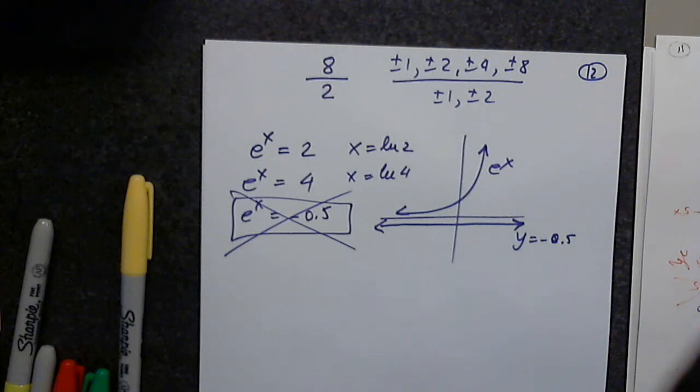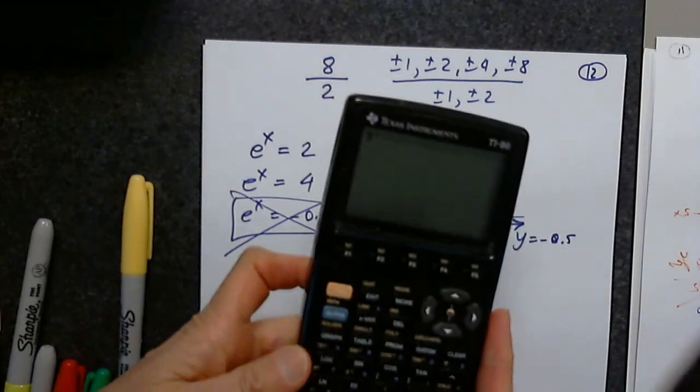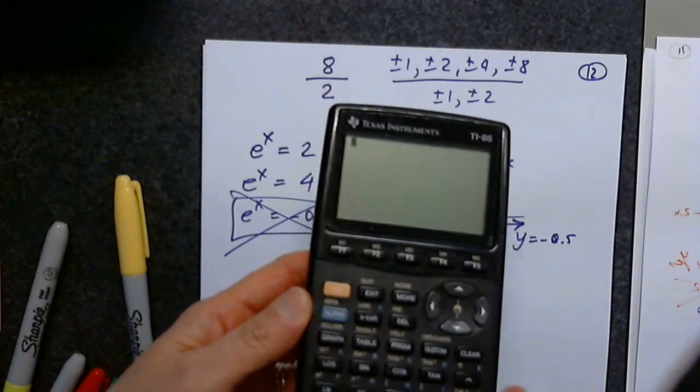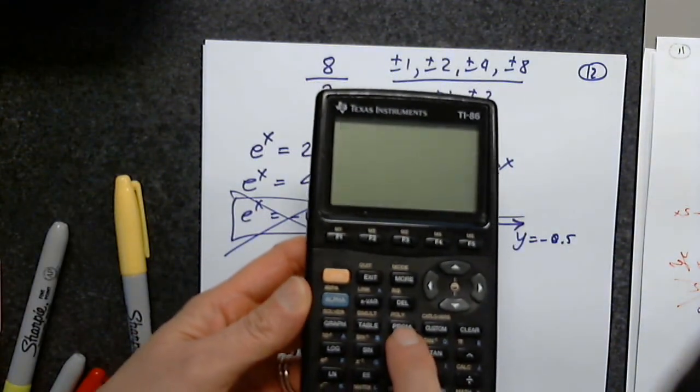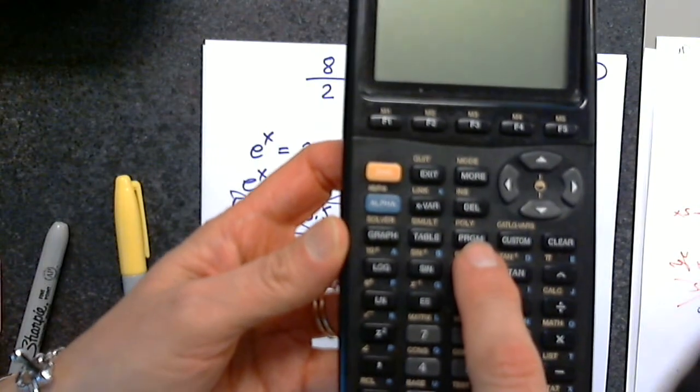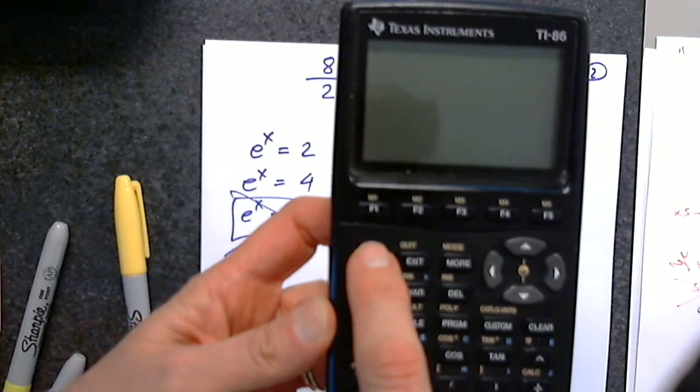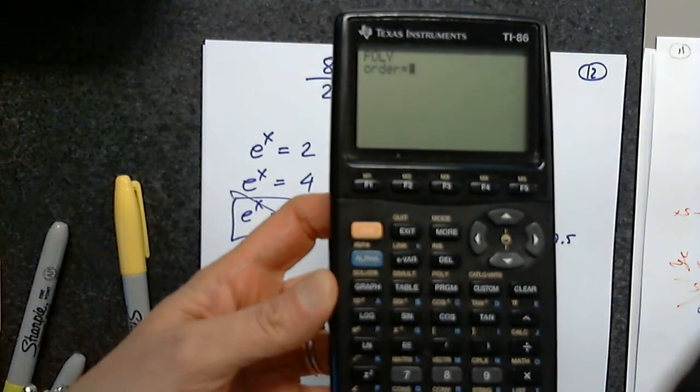Now, let me see if I have my, I don't know if I showed you this. The calculator that I like is this one. It's a very old calculator. It's an 86. I don't know why they don't make them anymore. And here is a great, great feature of this calculator. It's called poly. So second and poly.